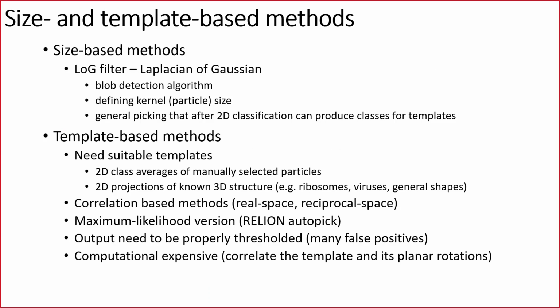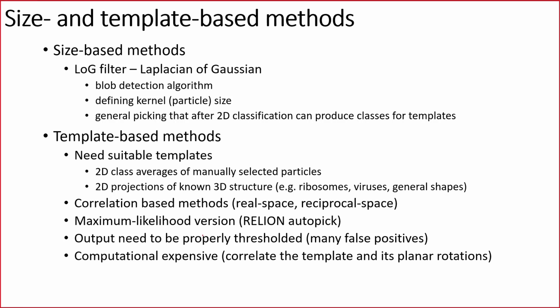Now, as I said, the automatic ones are either size-based methods. One of the main methods used here is the Laplacian of Gaussian. It's a blob detection algorithm where you define the so-called kernel size, which is proportional to the particle size. You run this filter on your image, and instead of seeing particles, you will see brighter or darker peaks, and then you can just select these peaks and feed all the selected particles into the 2D classification, where you may get nice 2D classes that are suitable for further template-based particle selection.